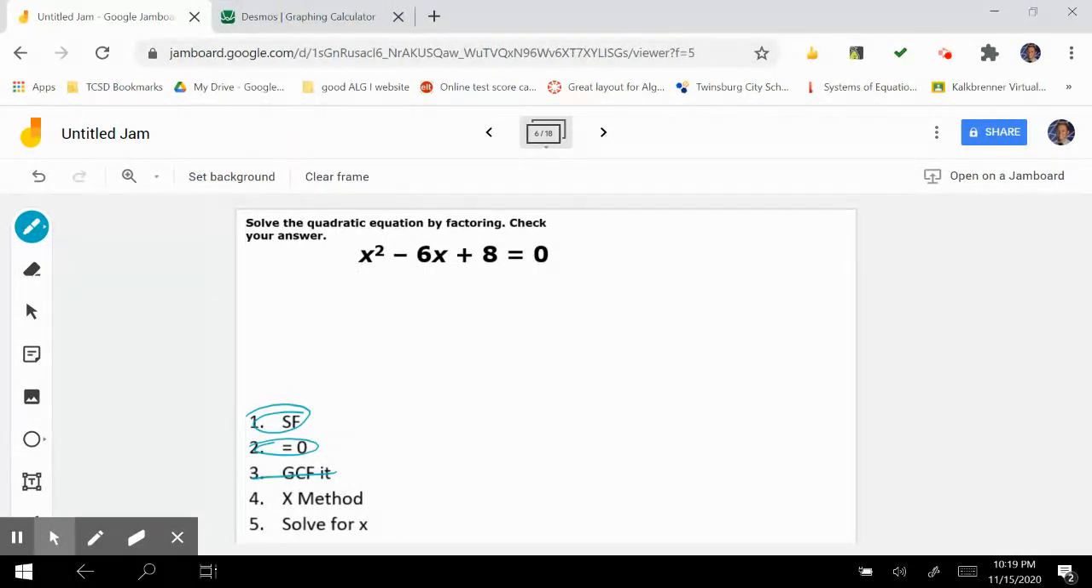So now I'm at the x method. So here's my x. Remember, it's AC on the top, B on the bottom. They multiply here and add to these factors. And I'm just going to show you here.